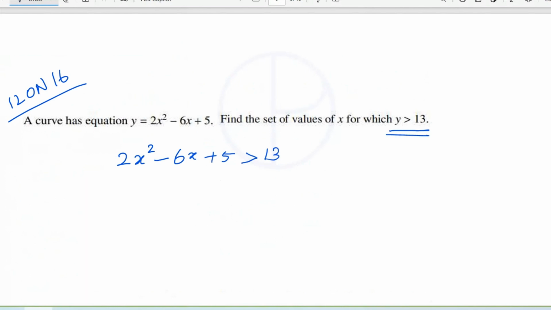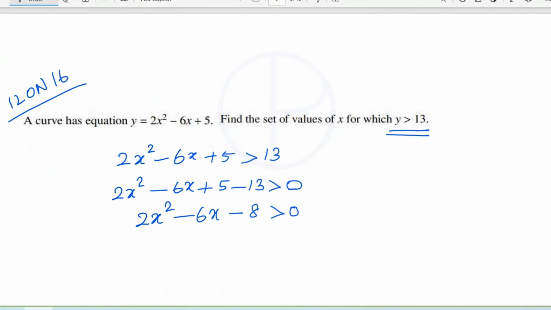First step will be rearrange it in a positive squared form, that is, bring all the terms to one side. So 2x squared minus 6x plus 5 minus 13 is greater than 0, or 2x squared minus 6x minus 8 is greater than 0.